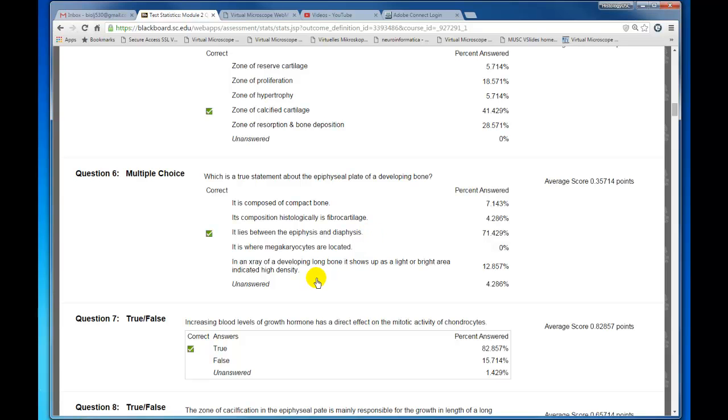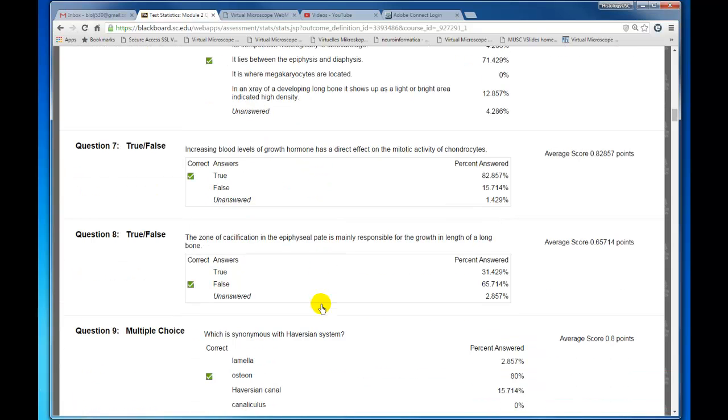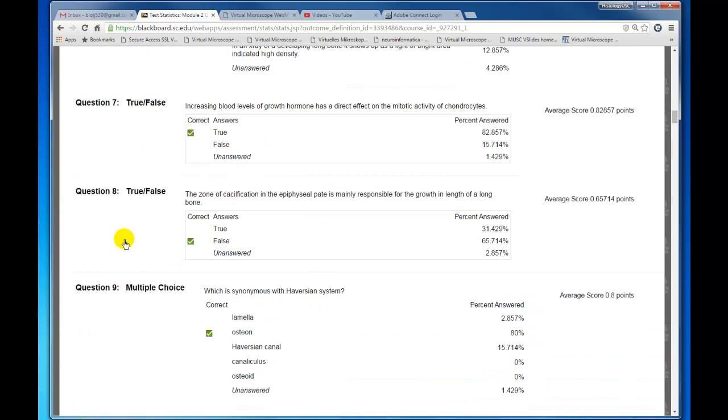which is called the diaphysis. And number 8, the zone of calcification in the epiphyseal plate is mainly responsible for the growth of the length of a long bone. Well, that is false. The zone of proliferation, where the cartilage is dividing all in one direction, forming stacks of chondrocytes, is the location of the growth of the long bone.